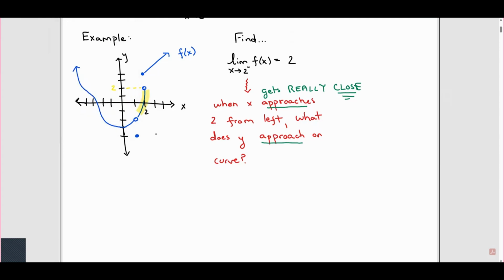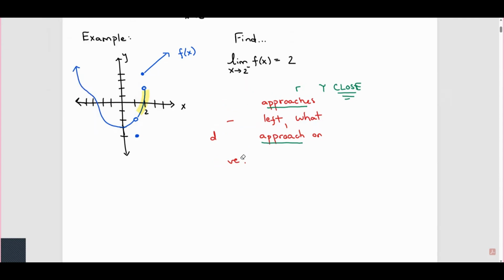Right, so hopefully you're with me. It's okay that there's a hole right when we reach x equal to 2 because we're not supposed to actually get there. We're just approaching x equal to 2, getting closer and closer to it. And as x approaches 2 from the left, the y value approaches 2 as well.